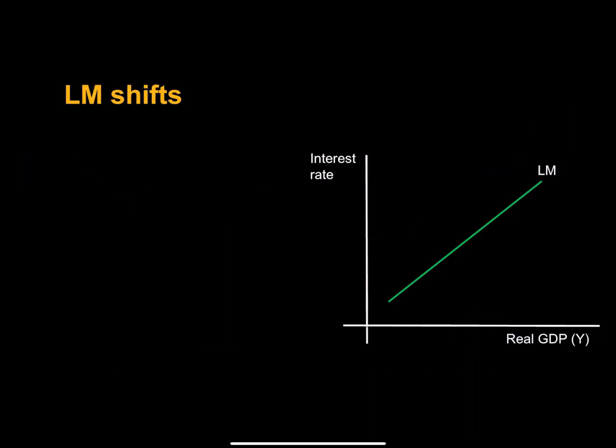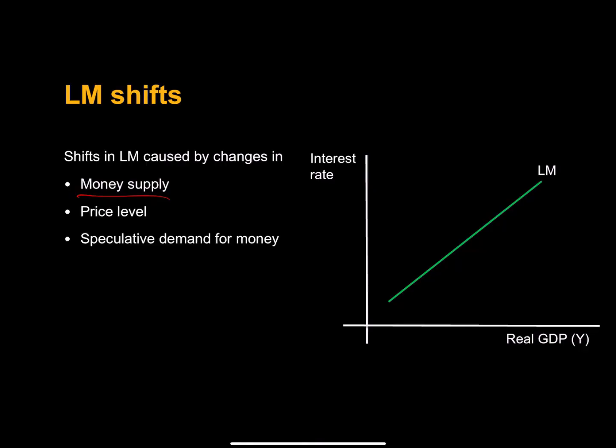So shifts in LM are caused by changes in the money supply, either increase or decrease, or changes in money demand that are caused by something other than income. And that could be changes in the price level or speculative demand for money. Now, we didn't go through all of the possible cases for shifts in LM, but you should be able to do that after watching this tutorial.